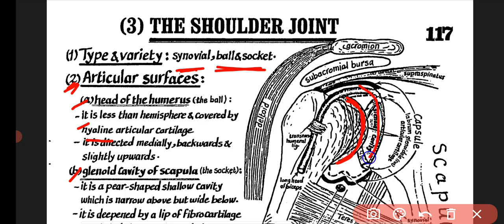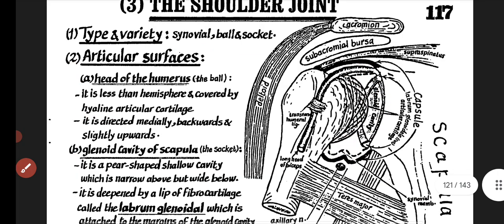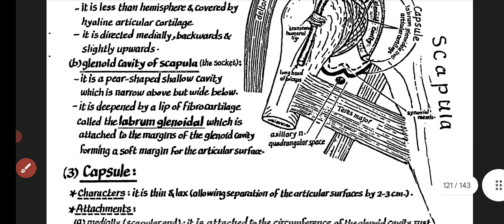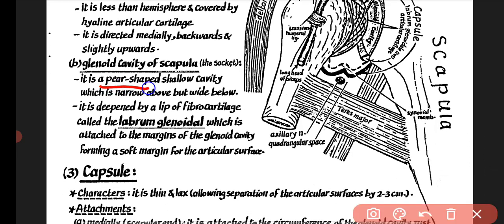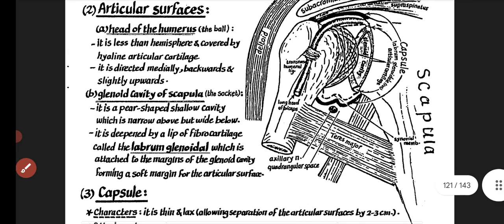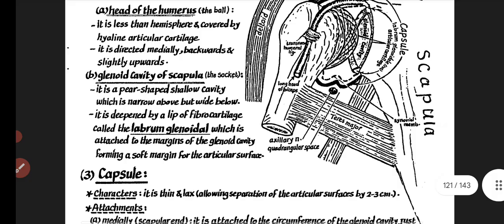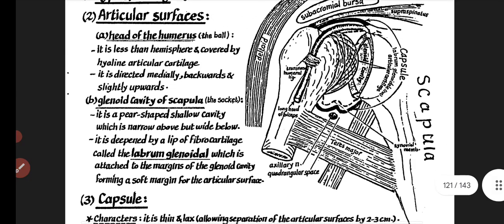This is the glenoid cavity of the scapula. The glenoid cavity is a pear-shaped shallow cavity. It is deepened by the lip of fibrocartilage that is known as the glenoid labrum. Okay. So the shoulder joint is formed by the head of the humerus and the glenoid cavity of the scapula. That will be the definition of the shoulder joint.